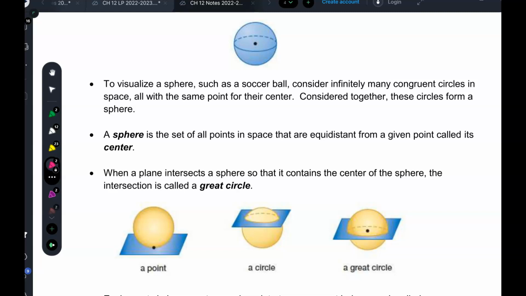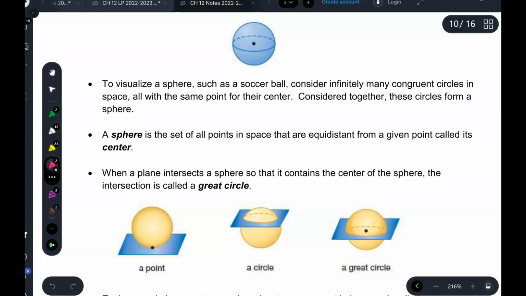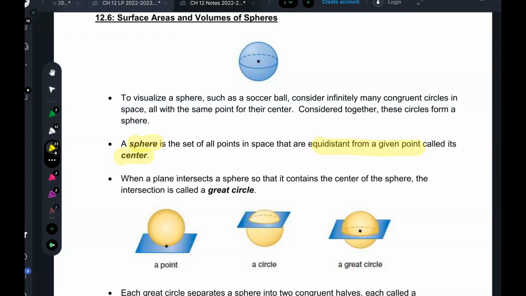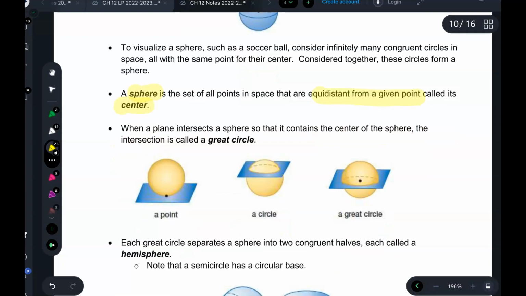Okay, spheres, very easy. We're going to visualize a soccer ball, a baseball. The sphere is the set of all points that are equidistant from a given point, also called the center, just like a circle, but in three dimensions, because it's all the points in space. There are different types of intersections you could have with a plane. So picture the first one.